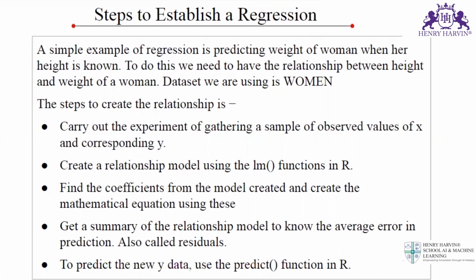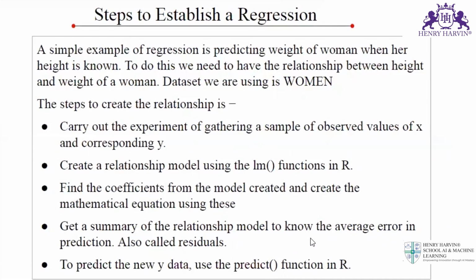Get a summary of the relationship model to know the average errors in prediction, also called residuals. So we'll create a model, we'll predict values from it, and we'll check the summary of that model in order to know how significant our model is. Last is to predict the values. So we'll be creating a new data set of height and we'll predict the value of weight from that new data. The function to predict the values is the predict function.